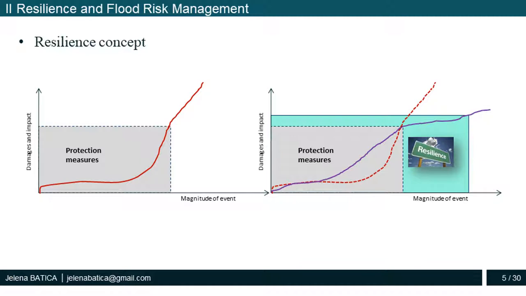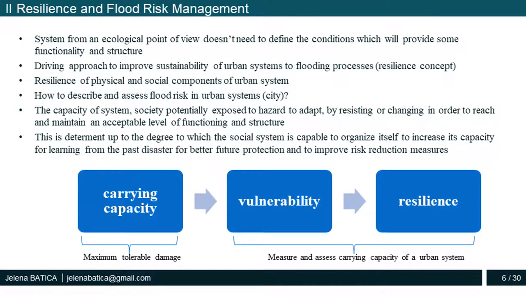This is the area where we see on the right where we are placing the resilience and risk reduction. So for the bigger event, we will have smaller amount of damages than in the form where we don't have the resilience included. Now, the basic definitions. System, from ecological point of view, doesn't need to define the conditions which will provide some functionality and structure. For example, you have a forest, you have a flood in the forest, and then the ecosystem will find after some time or maybe some years a balance.